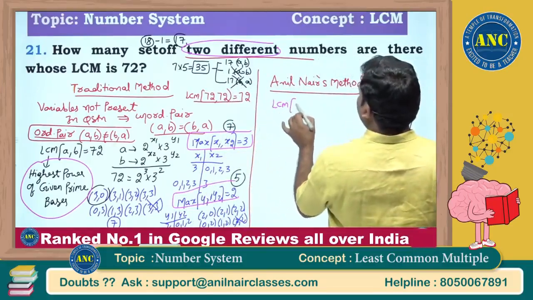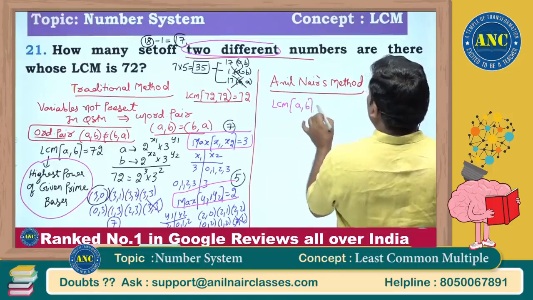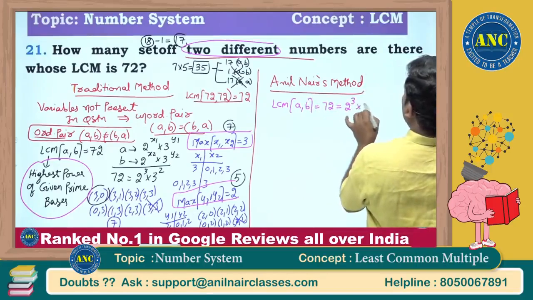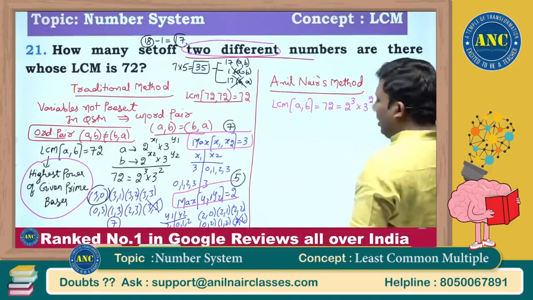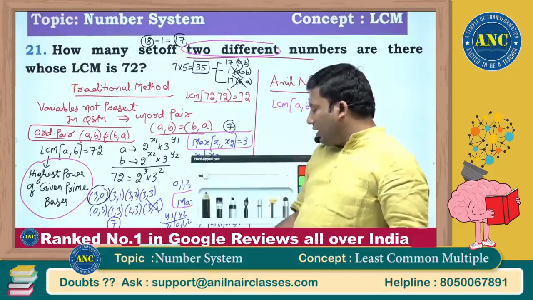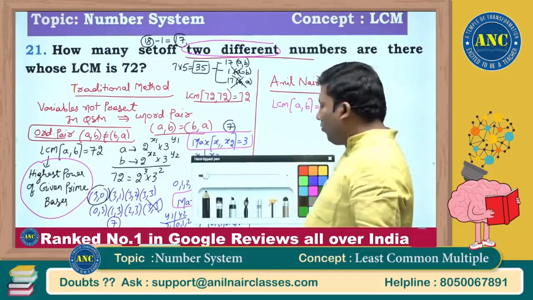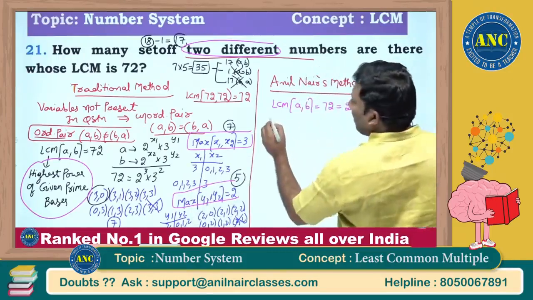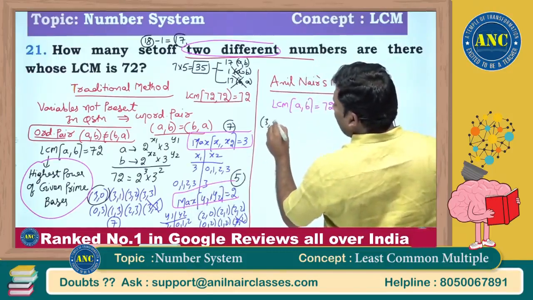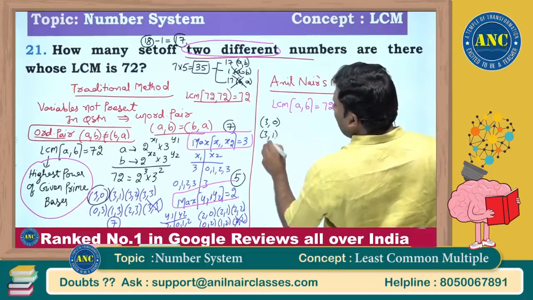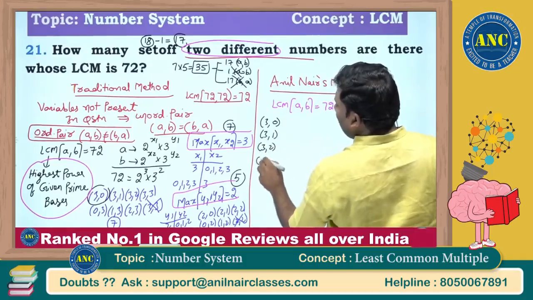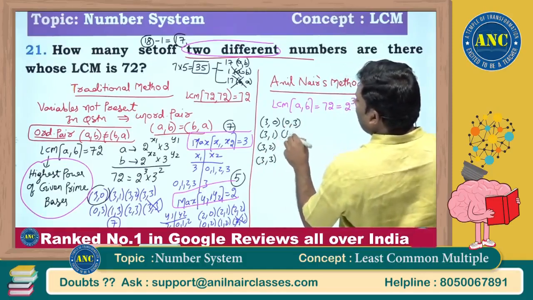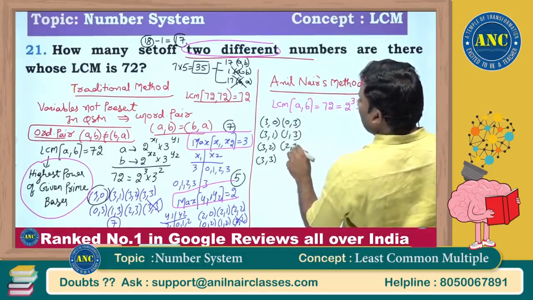LCM of A, B equals 72. 72 is 2 power 3 into 3 square. Now, what are the cases we got? First we will write down the cases, then it will be crystal clear. It is a one-step answer. The cases are 3, 0; 3, 1; 3, 2; 3, 3; 0, 3; 1, 3; 2, 3.